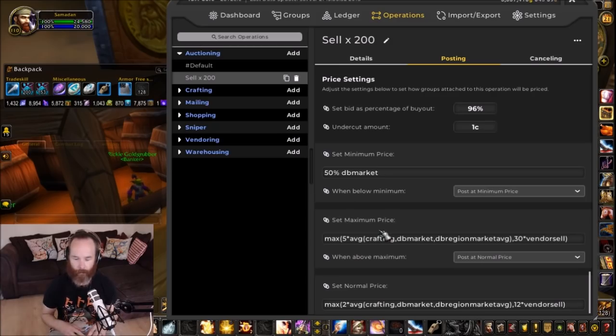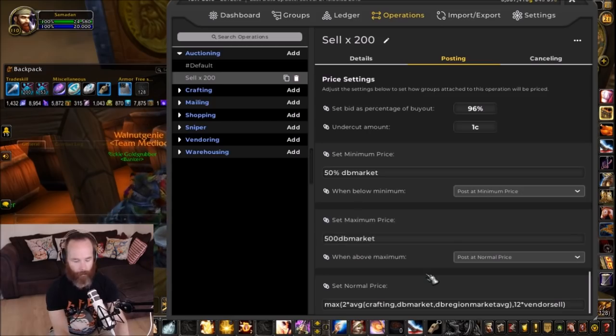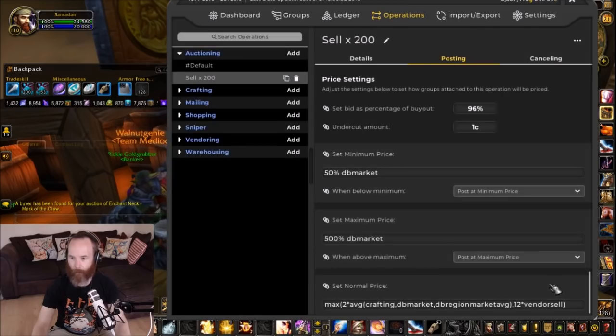Now, to avoid strings being invalid when you're using different price sources, I tend to stick to the same price source for my minimum, maximum, and normal. So for this instance, I'm going to keep this simple. I'm going to take everything else out apart from DB market, and set my maximum price to something like 500% DB market. Press enter, and then when above maximum, I'd say, okay, I want to post at the maximum price. So that's my upper limit.